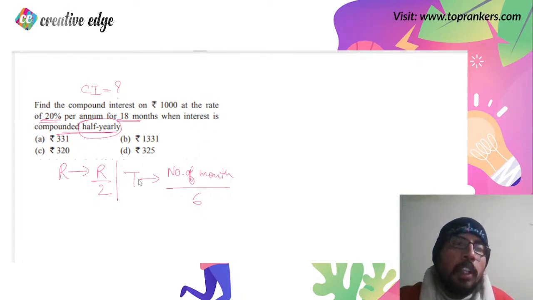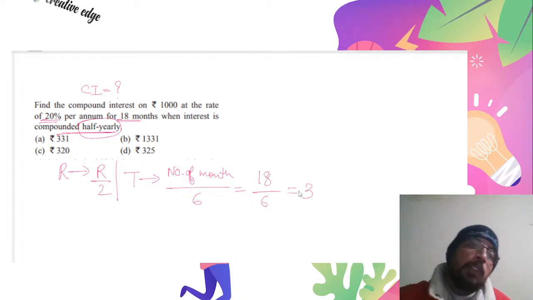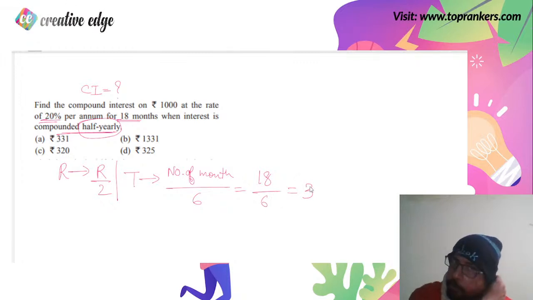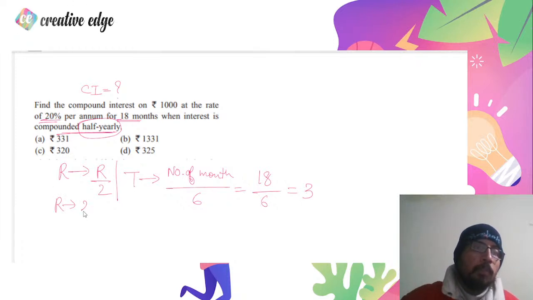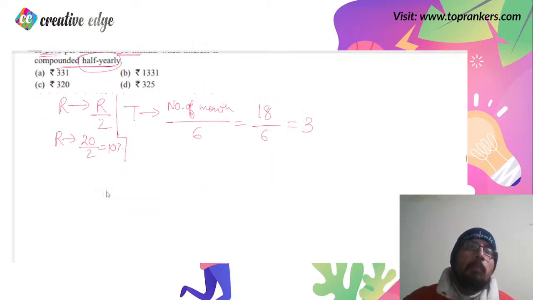So T will become, here, this is half yearly, so I am dividing by 6. So number of months is 18. 18 by 6 would be 3. So that means you will be paying interest thrice. And your rate would become 20 by 2, that is 10%, right? Okay.